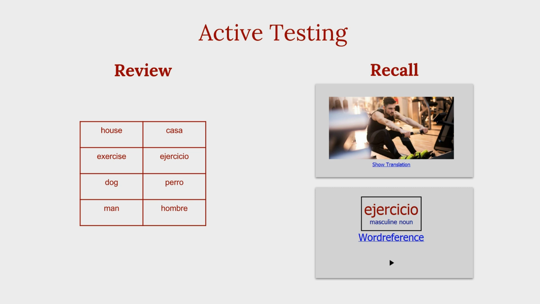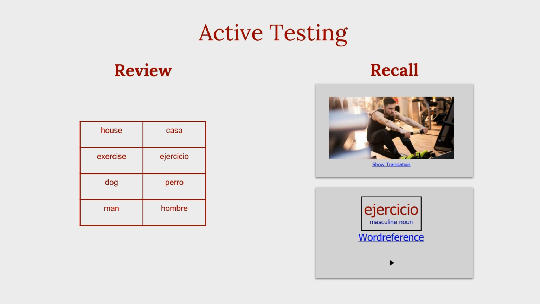But science shows that recalling information is much more efficient. And what is recalling information? Well, it's setting up a system in which you have to actively recall the word. So it's more of an active process, not just recognizing and reviewing words. For example, with Anki, we can put an image on the front of the card and the word on the back of the card. You can see here, for example, ejercicio, right? We are recalling, which is up to 300% more efficient.